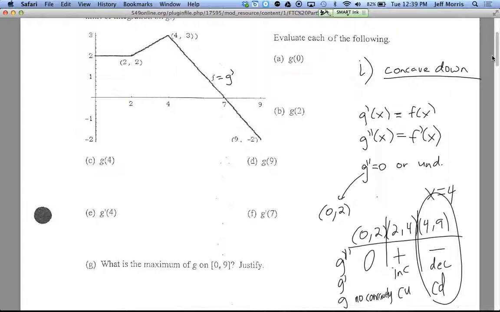I always do the G double prime. I just work with where you're at. I always work at the first line. Okay? Above or below. So G double prime is negative, therefore it's concave down. Okay? Good?